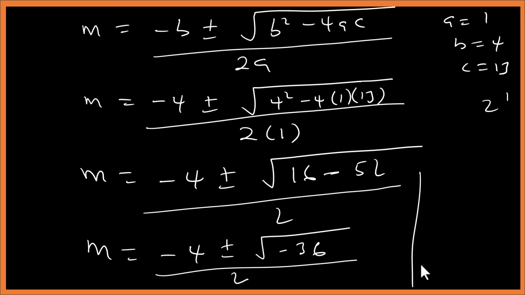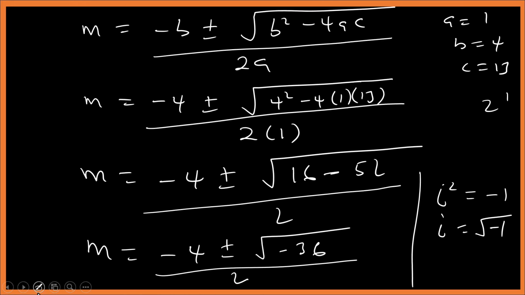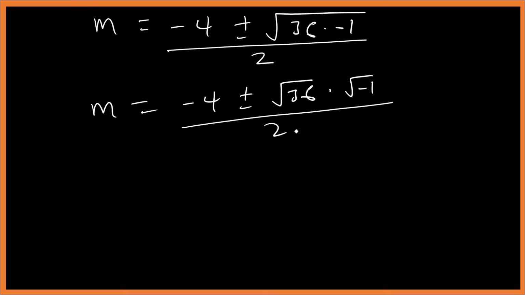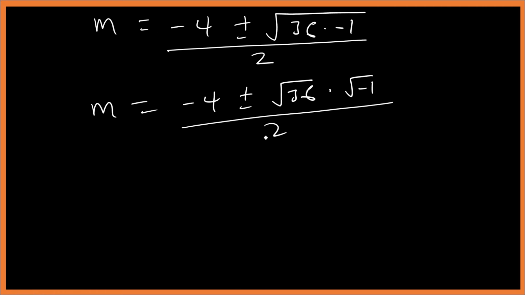So remember, from complex numbers, i squared is negative 1, okay, and i is the same as square root of minus 1. So we can write this as m equals minus 4 plus or minus square root of 36 times negative 1, on 2. Yes. And the same as minus 4 plus or minus square root of 36 times square root of minus 1, on 2. And we can do substitution. So square root of minus 1 is i. That is iota. So we have iota here.